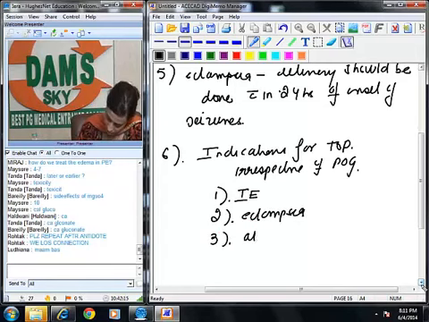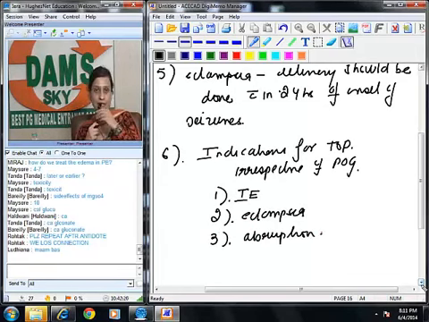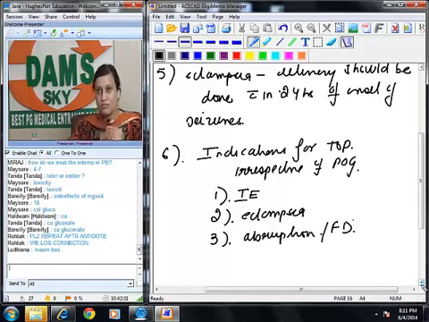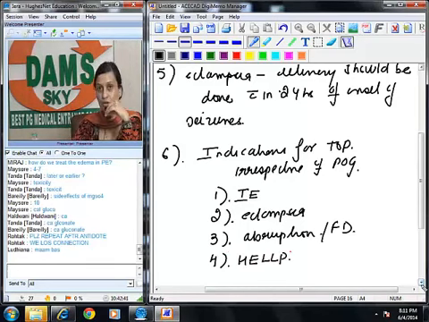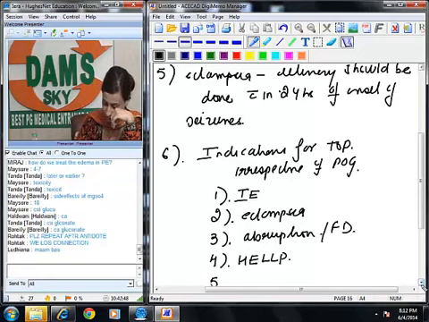Third indication, if the patient develops abruption. Now in abruption, I told you it has a very close relationship to preeclampsia. And if a patient develops abruption and there is fetal distress, again there is indication for termination irrespective of period of gestation. Fourth indication, HELP syndrome. So HELP syndrome is also one of the indications for termination of pregnancy irrespective of POG.